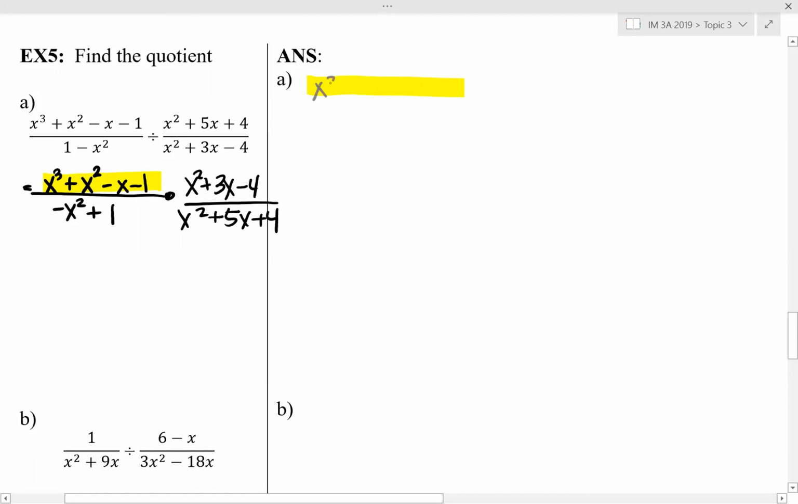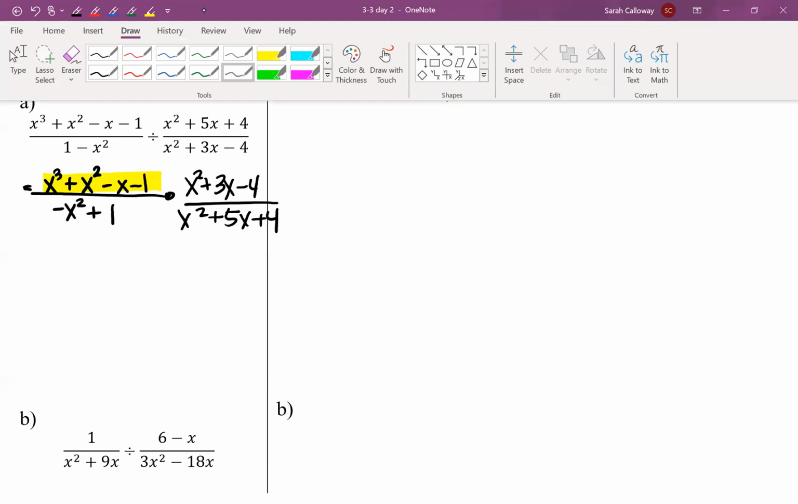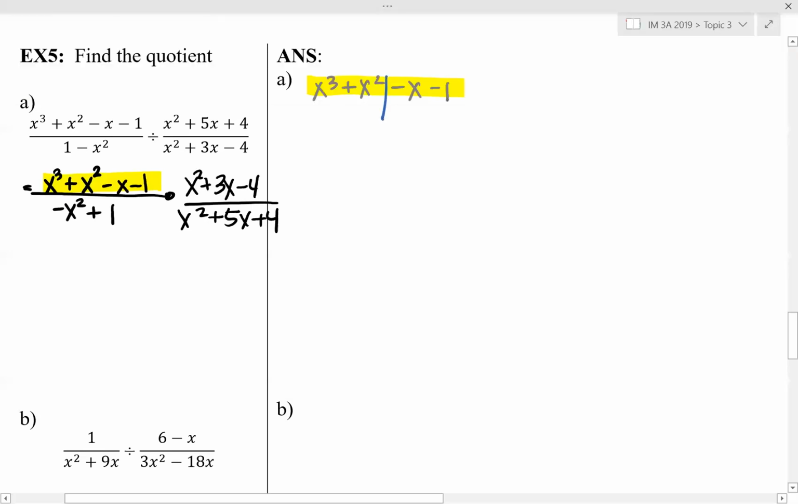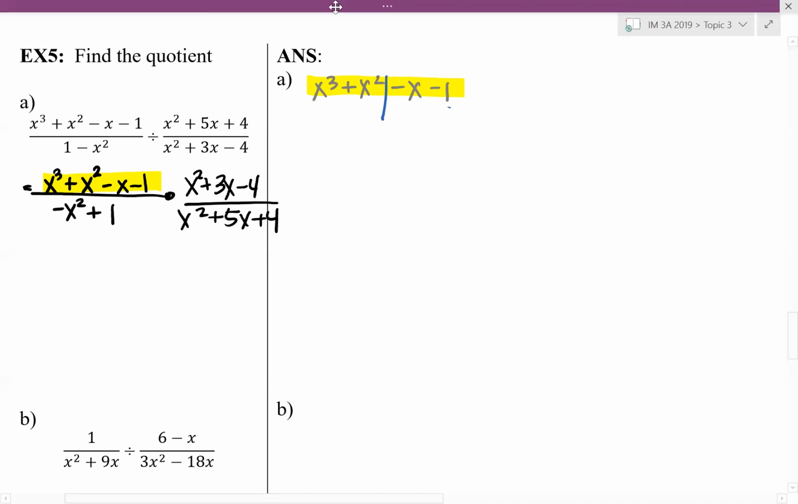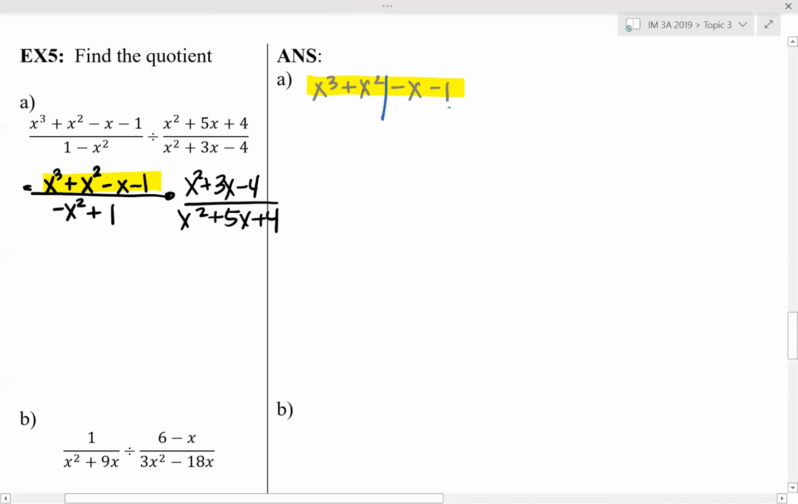So if I have x cubed plus x squared minus x minus 1, and I need to factor by grouping, I want to think about that as 2 separate groups of 2 terms instead of one polynomial with 4 terms. And so my first 2 terms are x cubed plus x squared, and those have a common factor of x squared. If I factor out an x squared, x cubed divided by x squared is x, and x squared divided by x squared is 1.